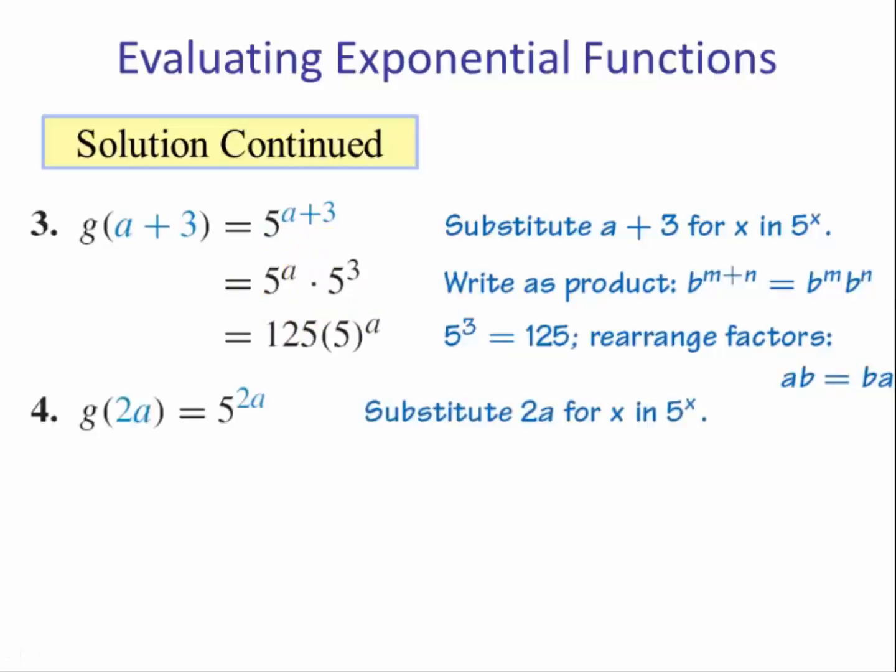G of 2a equals 5 raised to the 2a power. So when we have two numbers that are multiplying in the exponent, that means we have a power to a power. It doesn't matter really which one you write inside or outside. They'll both be equivalent. 5 squared is 25. So we have 25 to the a. And we are finished.